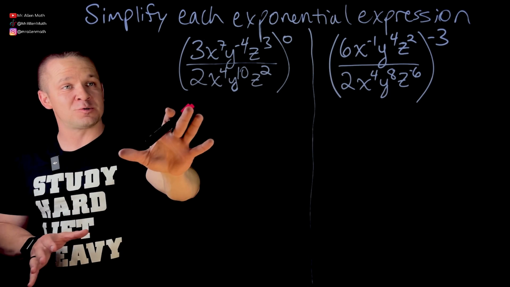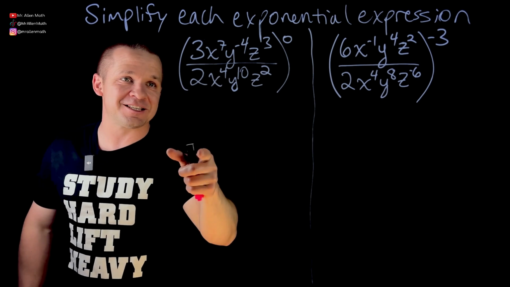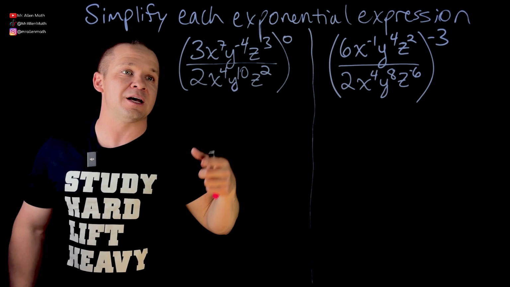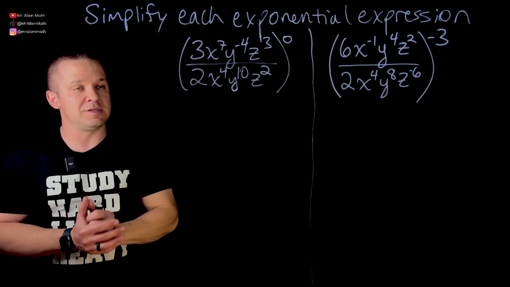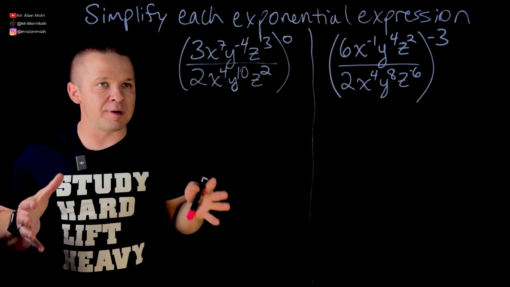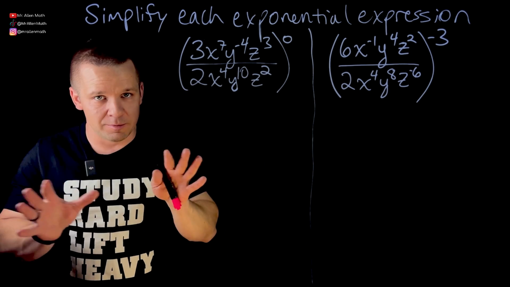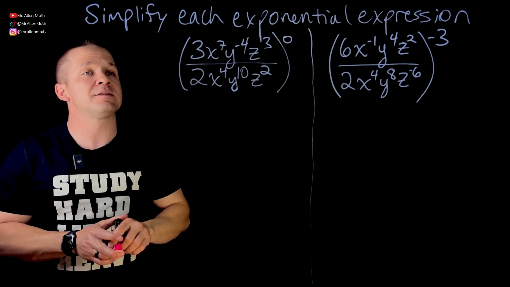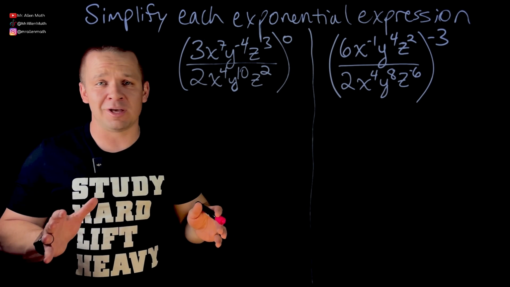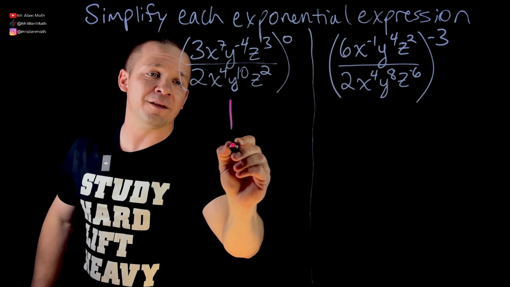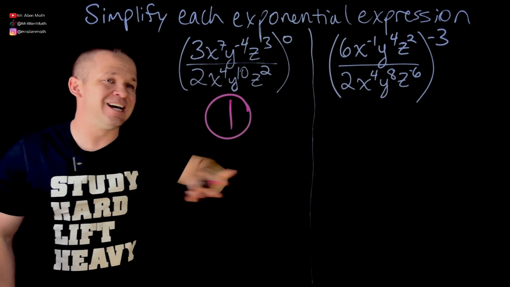First one, I've got 3 times x to the 7th y to the negative 4th z cubed over 2x to the 4th y to the 10th z squared, all raised to the 0 power. Now, normally what I'd do is simplify on the inside first, make things a little bit easier, then deal with the exponent on the outside. But we have a rare mathematical gift here, guys. If you remember, anything to the 0 power is 1. That's right, 1 and done with this problem.